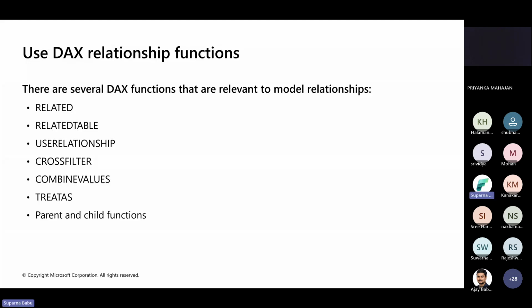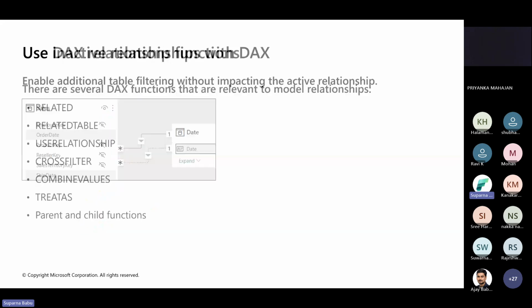Now here you can see how you can build the relationship from the DAX. You can use a few DAX functions: RELATEDTABLE, USERELATIONSHIP, CROSSFILTER, COMBINEVALUES, TREATAS, and the parent and child functions. With the help of these, you can build the relationship. Let's see a few examples in the subsequent slides.